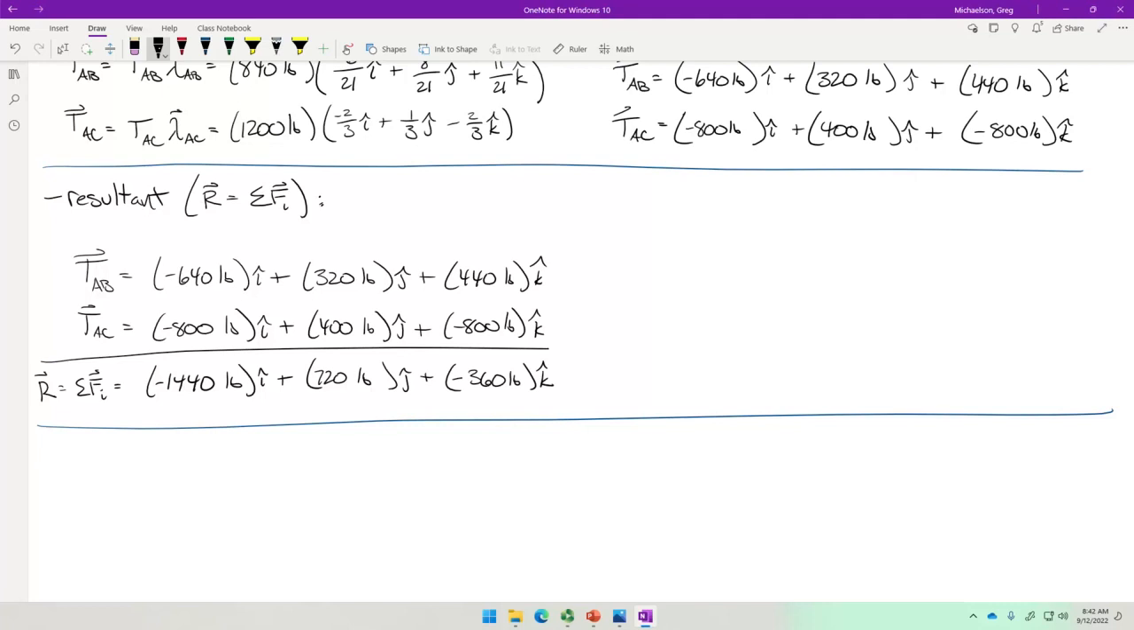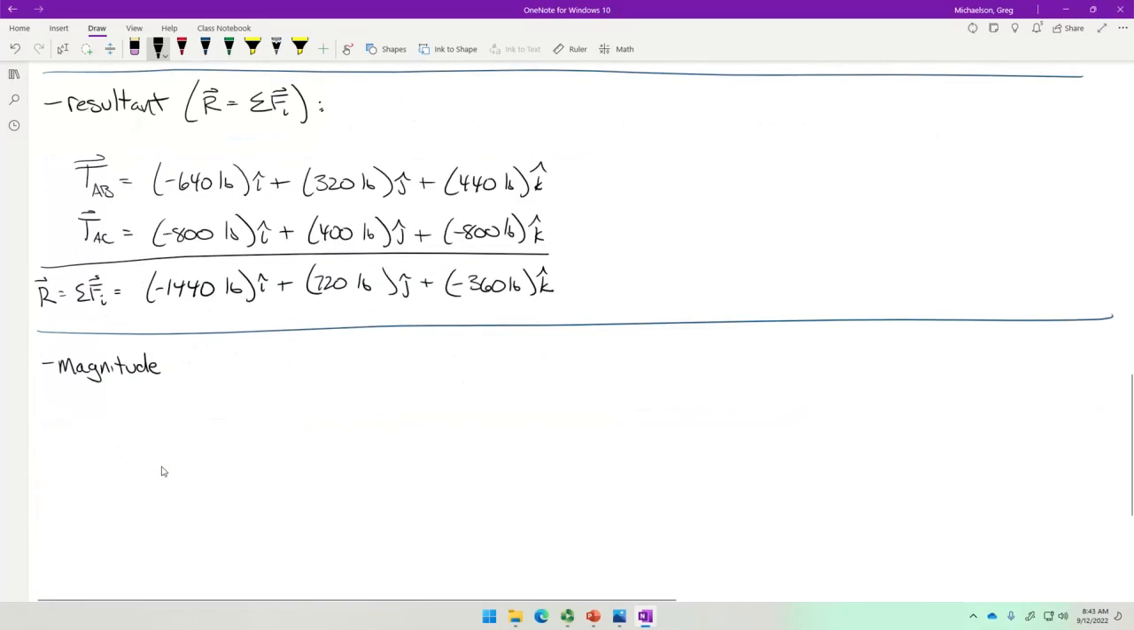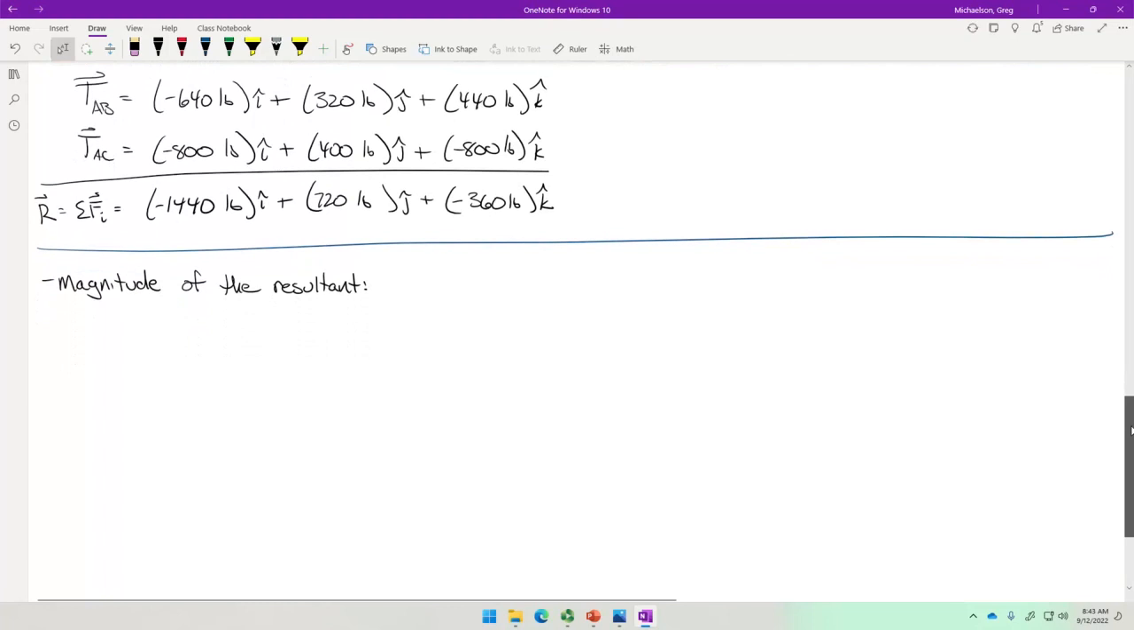So if I wanted to determine the magnitude of the entire vector, how would I do that? I'd use the Pythagorean theorem. I just add another term, okay? So we'll say magnitude of the resultant. And so the magnitude of the resultant, I'm going to give myself a little bit of room here. It's not that hard. I'm just going to scroll down a bit.